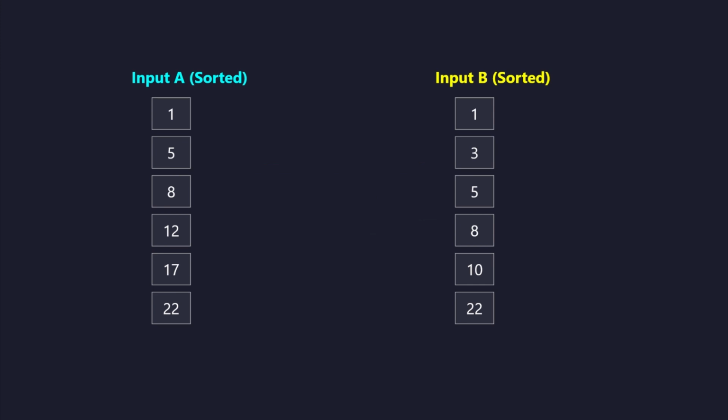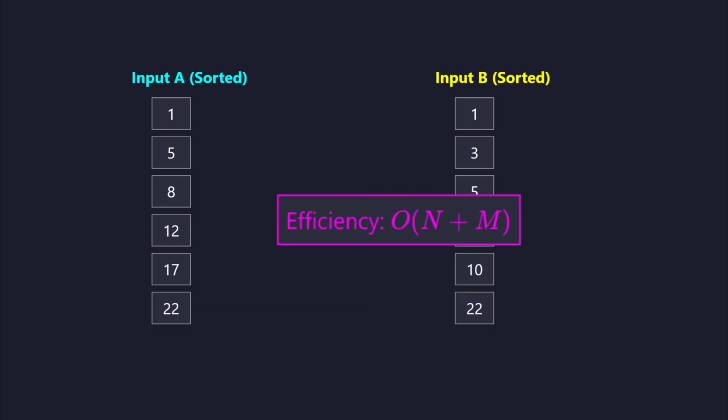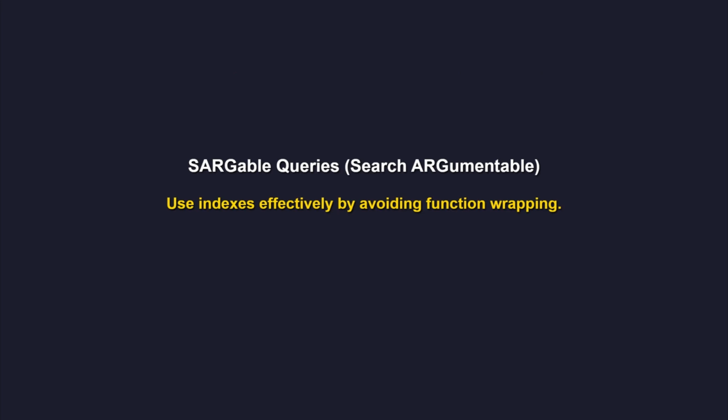Merge joins require both inputs to be sorted on the join keys. The engine reads both inputs simultaneously, matching rows in a single pass. This is often the most efficient join for very large datasets that are already indexed or sorted.